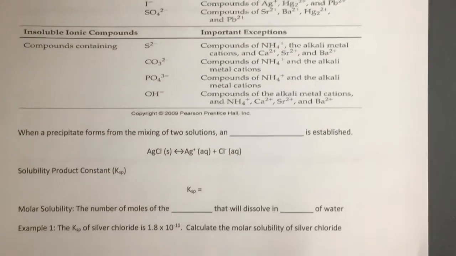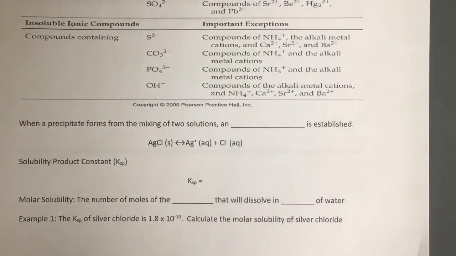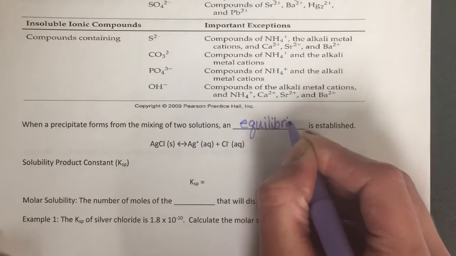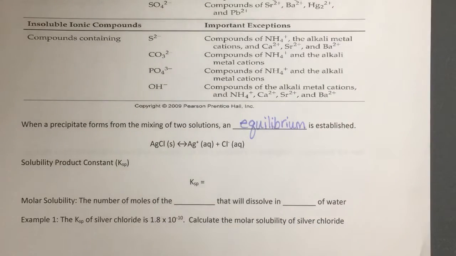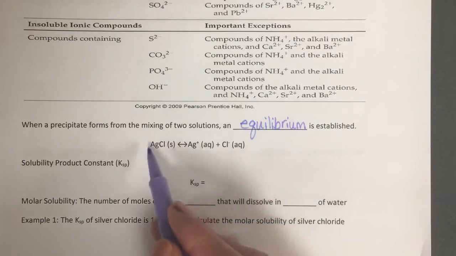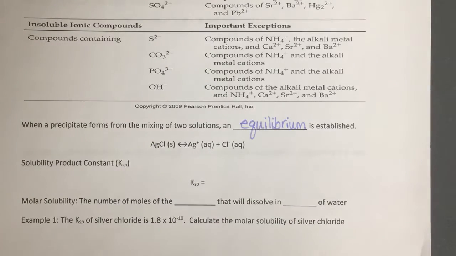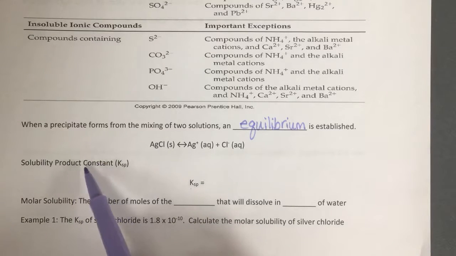If I have a precipitate form, anytime I've got a precipitate, I've got equilibrium. And the reason I have equilibrium is some of my solid in solution is going to break apart to form the ions. Now, not a lot, but some. The amount that my solid will break apart is going to be represented by my KSP. It's still a K, so it represents equilibrium. It's a constant. SP stands for solubility product.